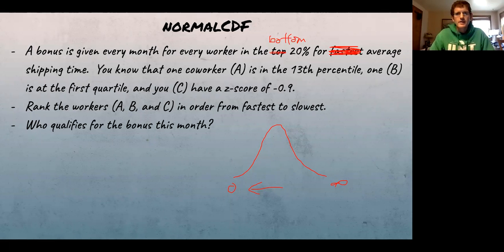Okay, so this is one where we don't need to do a lot of complex calculations or anything. This is more of a conceptual type question. So let's say the bottom 20% lives about right in this range. So those are the fastest average shipping times. So one of your coworkers is in the 13th percentile, which means 13% of data falls below him or her. One is at the first quartile. Well, what does first quartile mean?